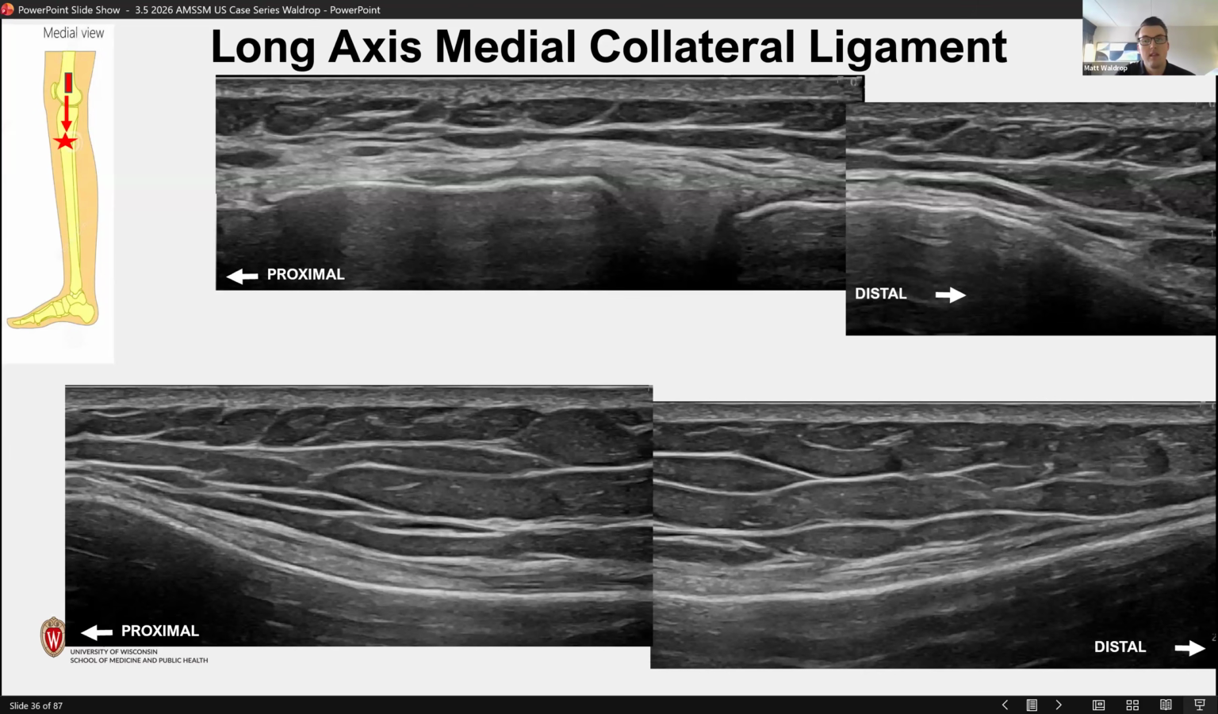It's worth noting that the MCL does attach pretty distal on the medial aspect of the tibia, so it's not really necessarily close to the joint line. So it feels like you're tracking it pretty far distally onto the insertion.